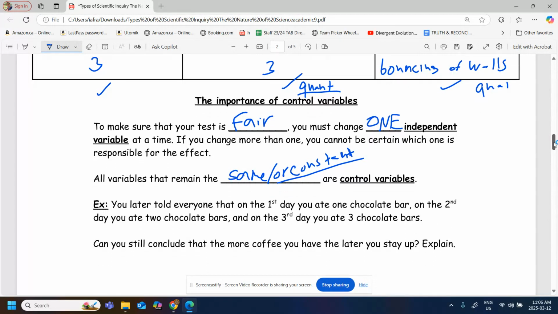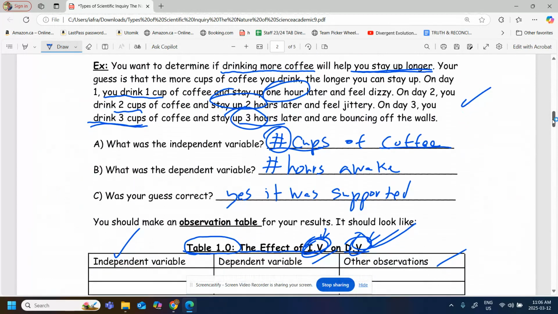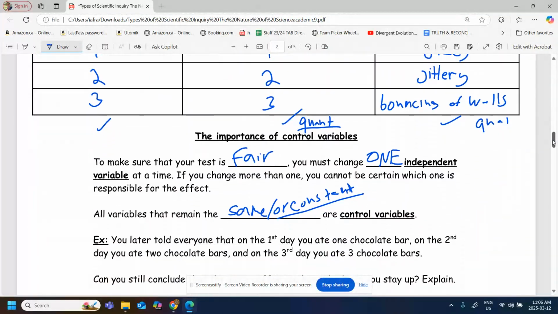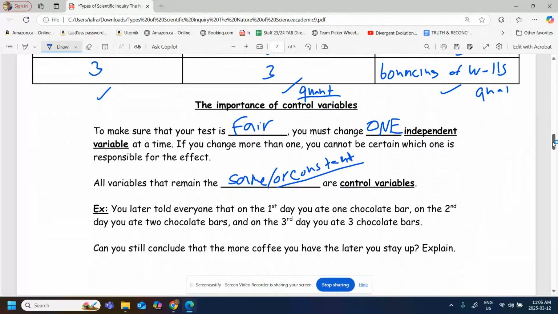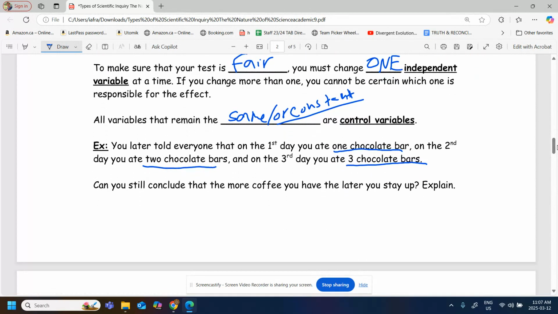So let's go back to our coffee scenario from before. Let's say that you were doing this experiment, but you forgot to tell people that on days 1, 2, and 3, there were other things you changed. So let's say on day 1, you had 1 chocolate bar in addition to your coffee. On day 2, you had 2 in addition to your 2 coffees. And on day 3, you had 3 chocolate bars in addition to your 3 coffees. Can you still really conclude that the more cups of coffee you drink, the later you'd stay up? Think about that for a bit.